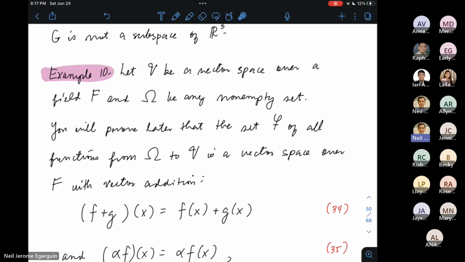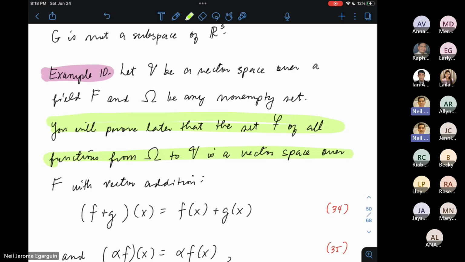So, we consider a vector space over a field F. So, meron na tayong vector space V na over the field F. Tapos si omega ay isang non-empty set. And then, dun yata sa homework, may item doon na pinapaprove ng set of all functions from omega to V is a vector space, right?